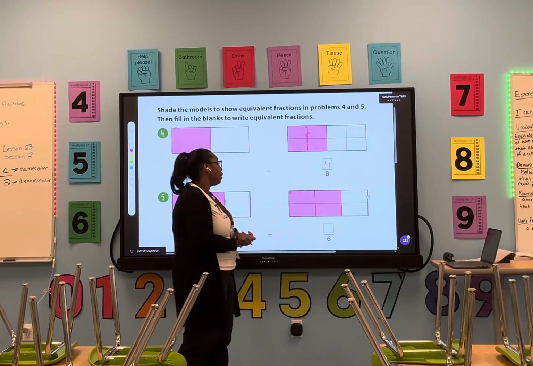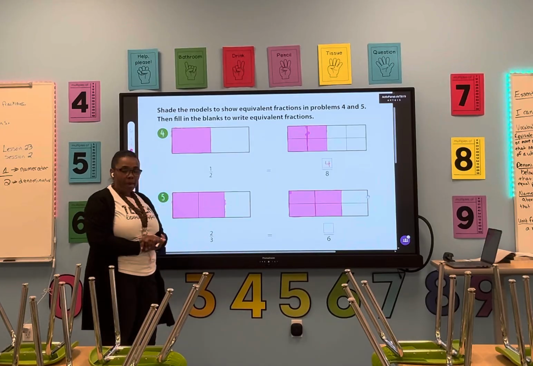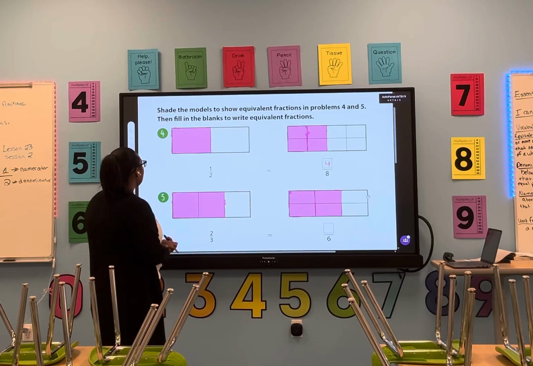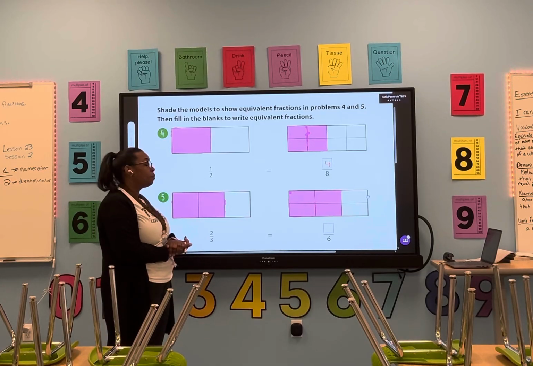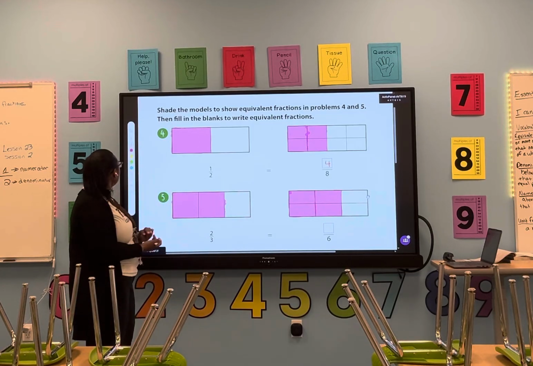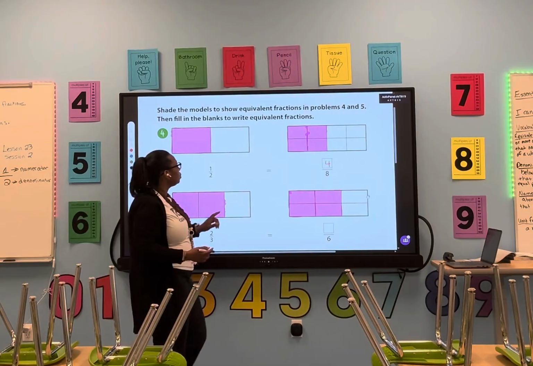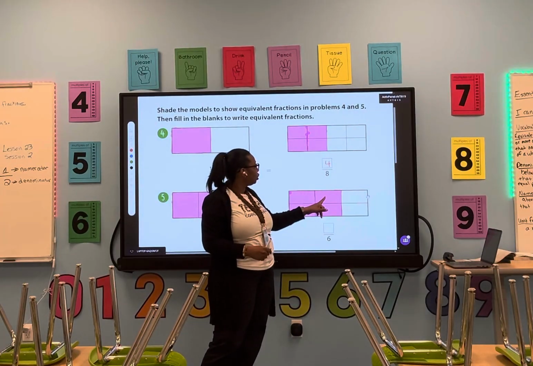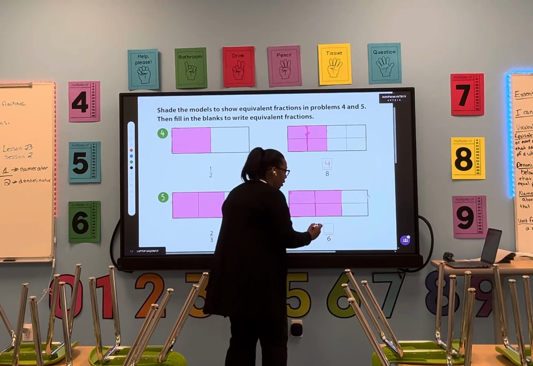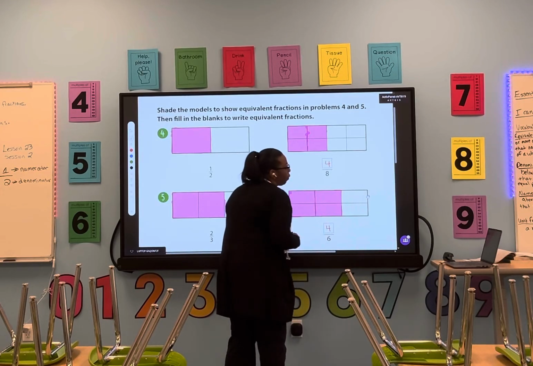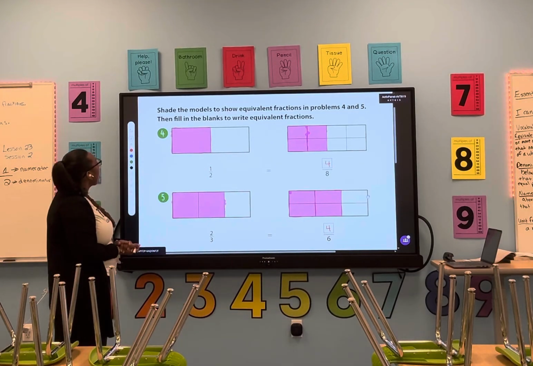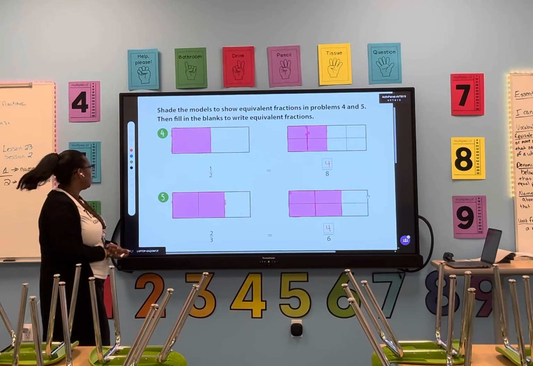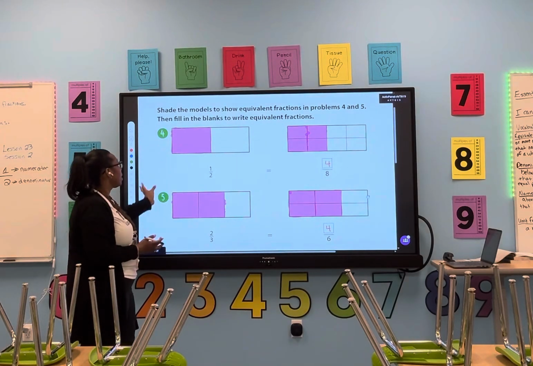All right, there we go. So now I'm going to step back and I'm going to look at that and I'm going to say, yeah, that looks equivalent to me. They look equal. So now I can go ahead and put how many parts I shaded in. So on this one, I shaded in 1, 2, 3, 4. So my numerator is going to be 4. Okay, and that is it for numbers 4 and 5. We're going to go ahead and scroll up to number 6. That means I have to erase this.